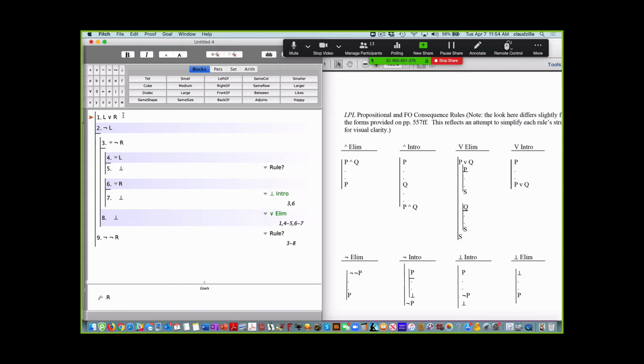So since we're assuming not R, we could also derive not L from the premise, like right below it, and so we don't even have to do a subproof for that. Okay. Are you saying that once we assume not R, we could infer L? We could infer not L because of the premise on the second line. So, no. Hold on just one second.